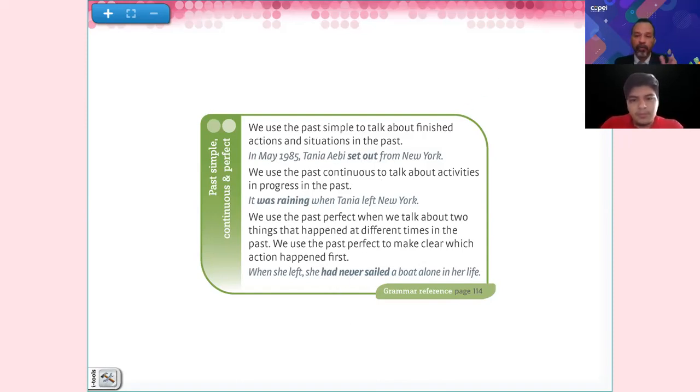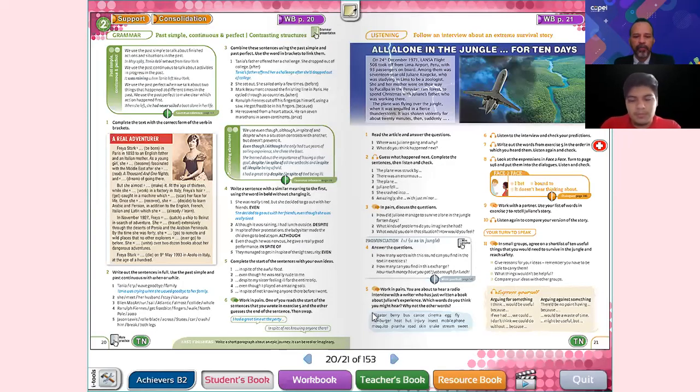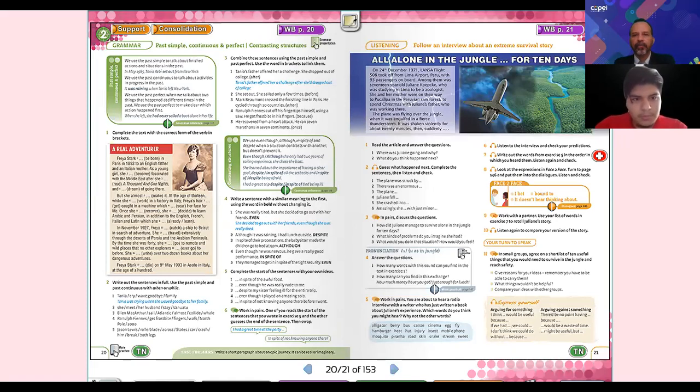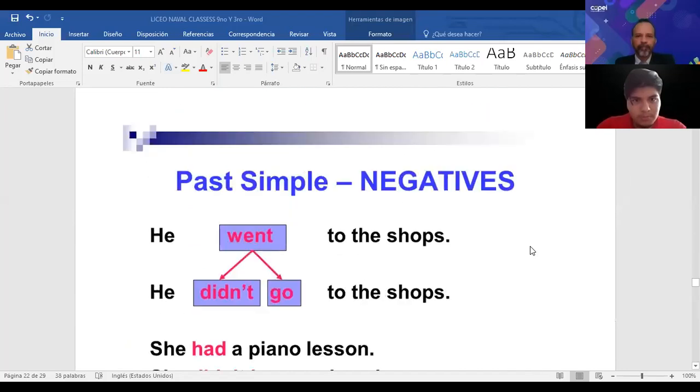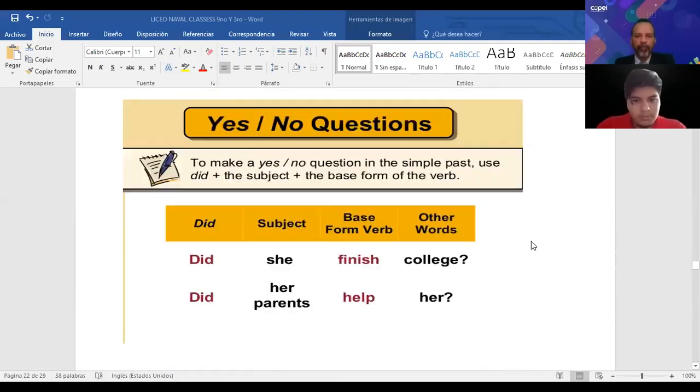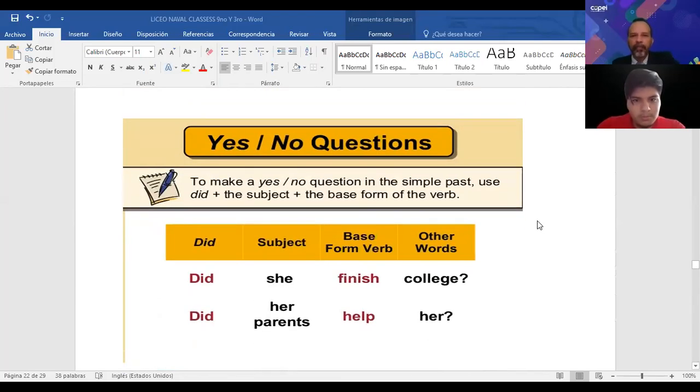Exactly. Thank you. So past simple, past continuous, and past perfect. I think you should know this, but anyway, let me explain it to you. Remember, it's the obligation of the teacher to explain what you already know. Let me share the screen. Very simple. Past, simple past.